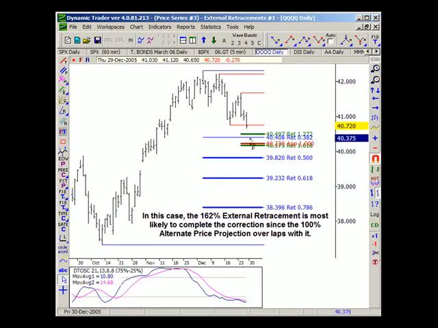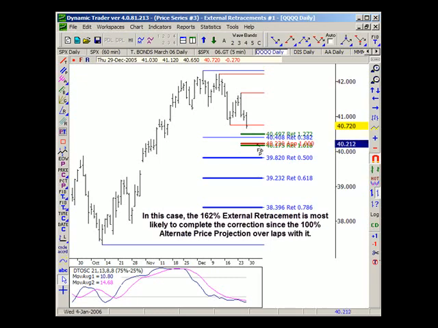And we've got the 38% internal retracement that's falling kind of right in between the two. So what all that tells us is that within the wide zone of the 127 to the 162, we have the support to complete the correction, but it's actually a little closer to the 127, but the 100% alternate price projection is a little more important. That's why it's in bold and red. The 38% retracement is less important. That's why it's a thin line.